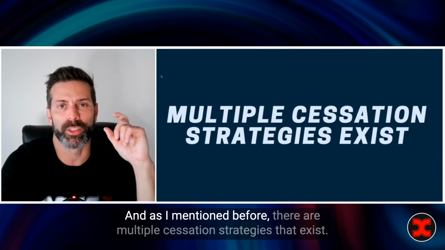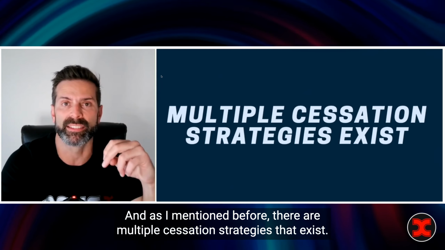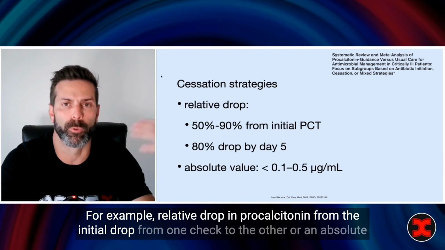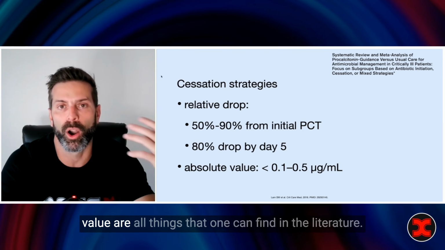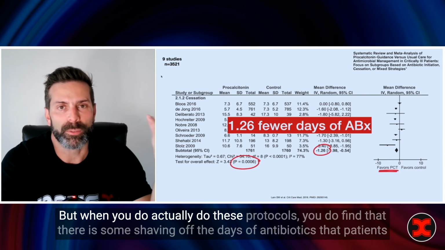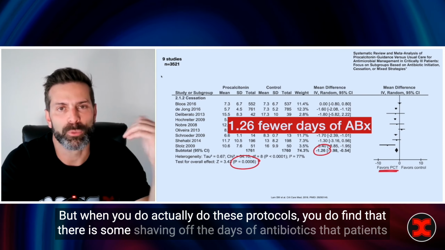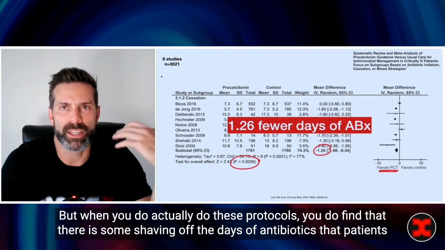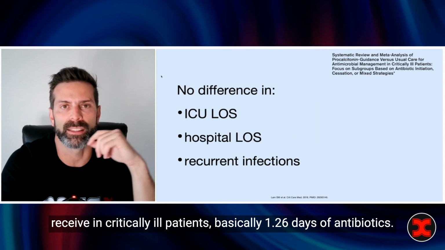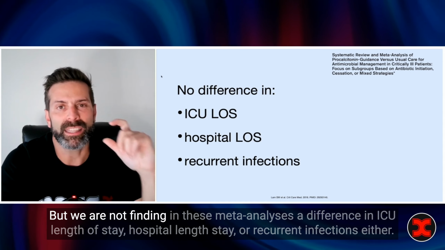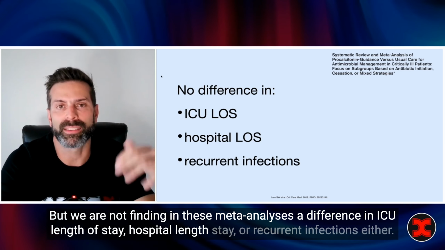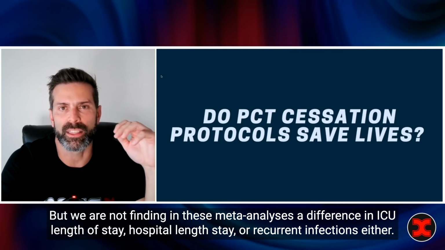And as I mentioned before, there are multiple cessation strategies that exist. For example, relative drop in procalcitonin from the initial, drop from one check to the other, or an absolute value are all things that one can find in the literature. But when you do actually do these protocols, you do find that there is some shaving off the days of antibiotics that patients receive in critically ill patients, basically 1.26 days of antibiotics. But we are not finding in these meta-analyses a difference in ICU length of stay, hospital length of stay, or recurrent infections either.